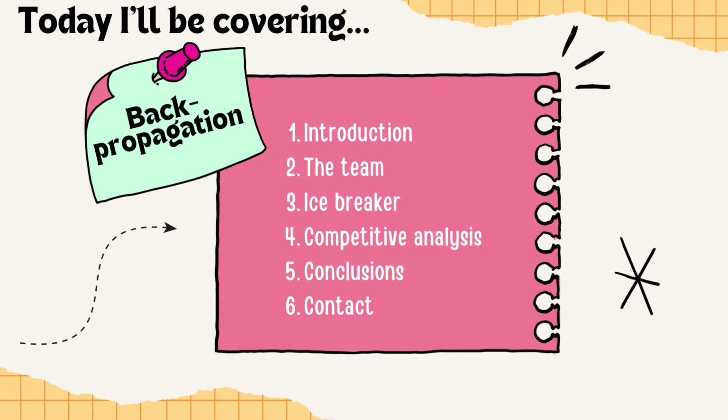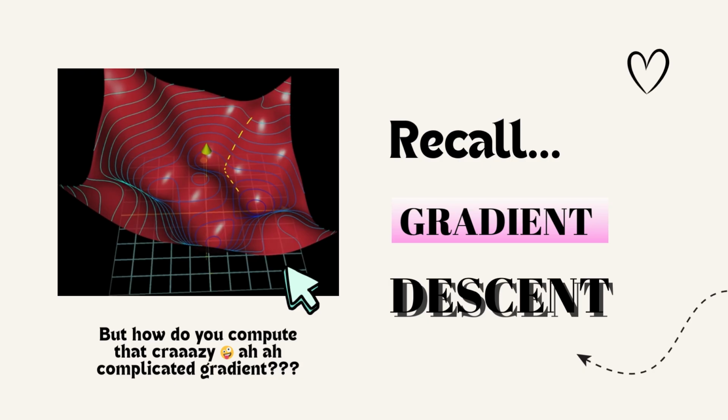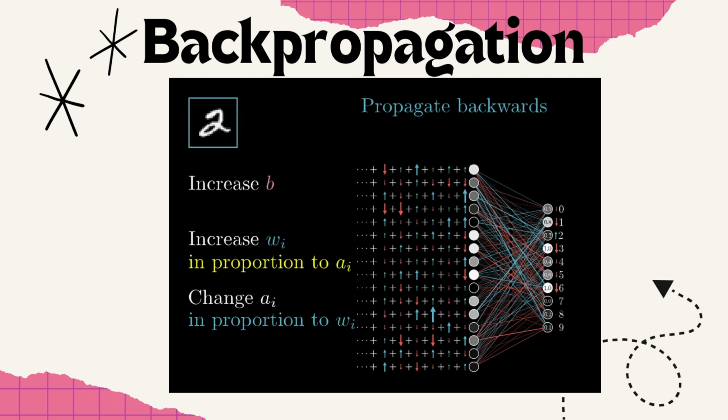Today, I'll be talking about backpropagation. So recall that in my previous video I talked about gradient descent and how that is the algorithm that we use in order to determine how to best adjust our weights and biases in our neural network. But we didn't talk about how to compute this wild, complicated gradient. And yeah, so I'm gonna get into that.